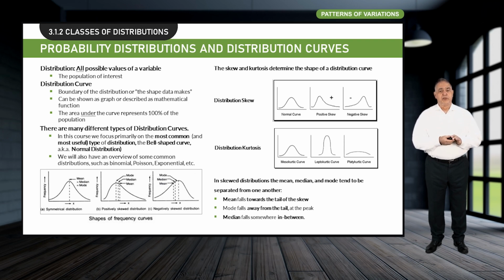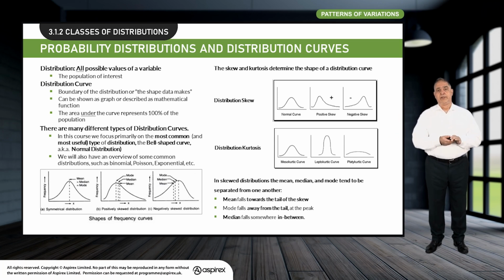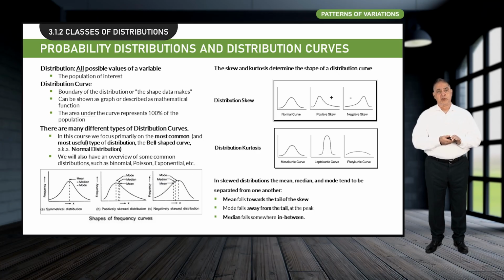Looking at the distribution skew, if the data is normally distributed, like in the case of the bell-shaped curve, then technically we have zero skew, zero kurtosis. If the long tail is towards the right-hand side, then we're talking about a positively skewed distribution or right-skewed distribution. If the long tail is on the left-hand side, then we're referring to a negatively skewed or left-skewed distribution.